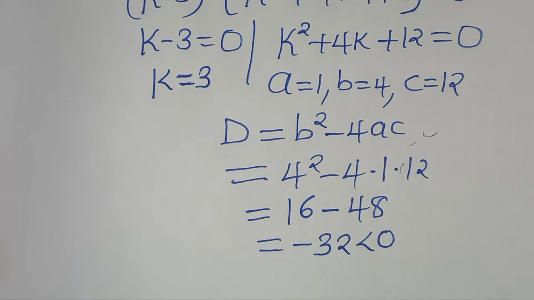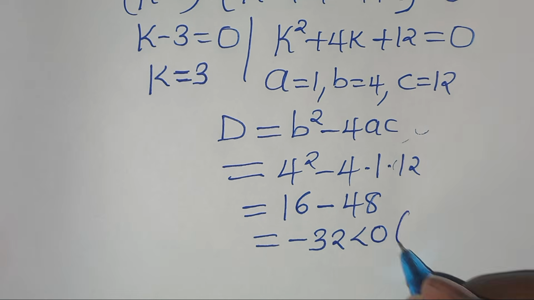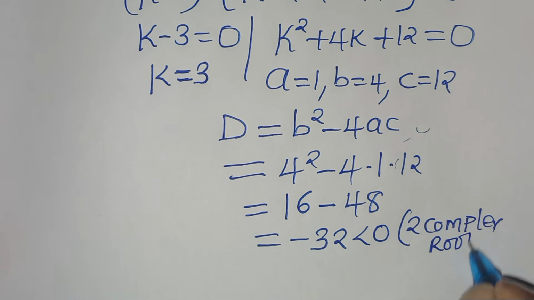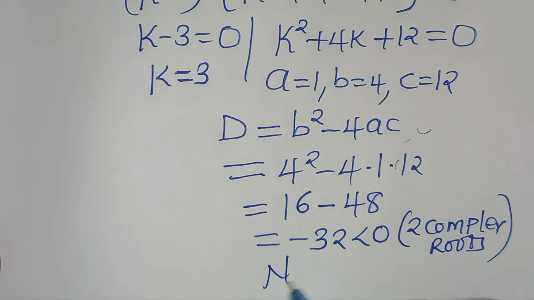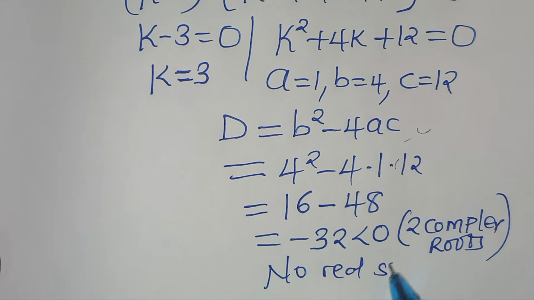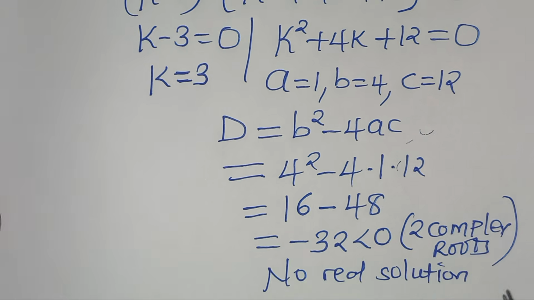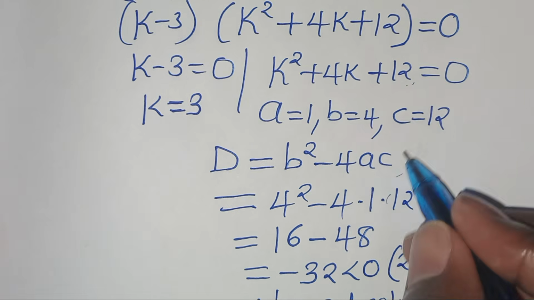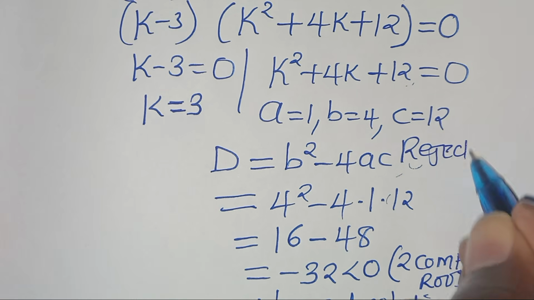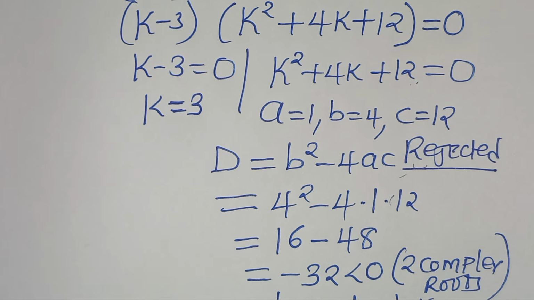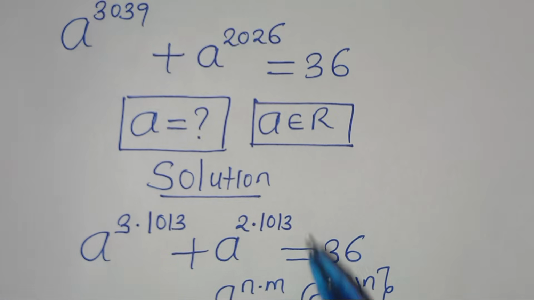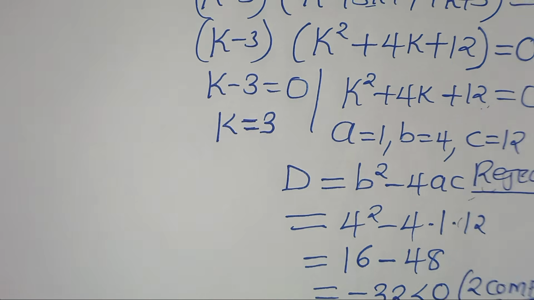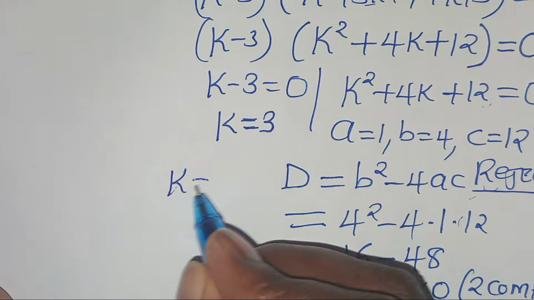This is less than 0. So what this means is that we have two complex roots, such that there is no real solution that can be obtained from this quadratic equation here. So this means that the quadratic equation is rejected, simply because A belongs to real numbers. Now let's proceed with k. k is equal to 3 from here.